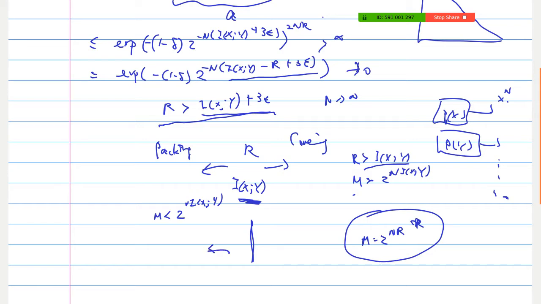But on the other hand, on the opposite side, if the number is less than 2^(nI(X;Y)), or in other words, if R is less than I(X;Y), then none of the sequences here will be jointly typical with X^n. So it's a sharp transition. Either you cannot find any that are jointly typical, or you will find at least one that is jointly typical. That all depends on whether R is less than or larger than I(X;Y), or the number you pull out is less or larger than 2^(nI(X;Y)).